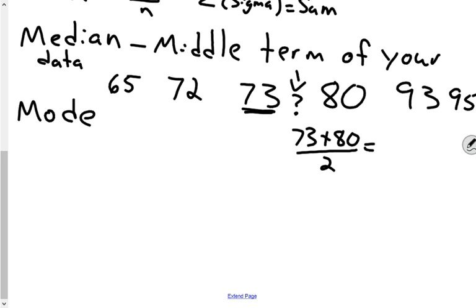So that's going to be 153. 153 divided by 2 is 76.5. Okay. And it's totally fine to have decimal numbers. I typically go to 1 decimal place for this stuff, okay?